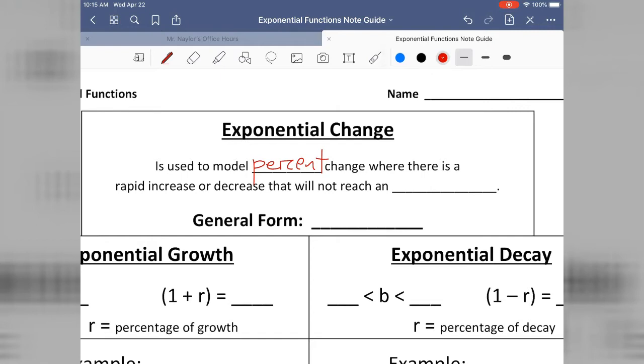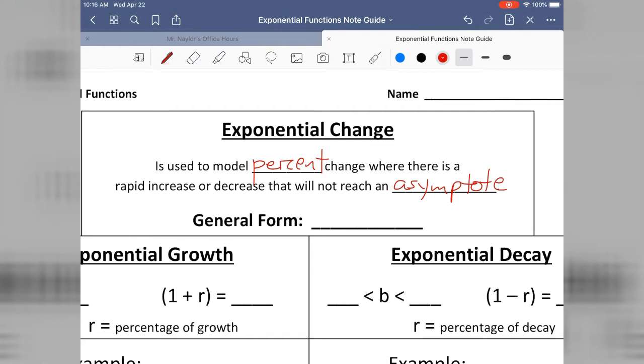Well, exponential change will always have rapid increase and decrease that will not reach, did you see this new word, what's called an asymptote? It has a silent P, and that is a value that your graph will never reach. Did you see in the M&M investigation that we lost a lot of M&Ms, but we would never, ever technically get to 0 M&Ms. There would always be some amount left.